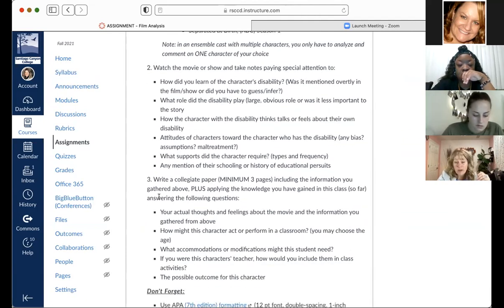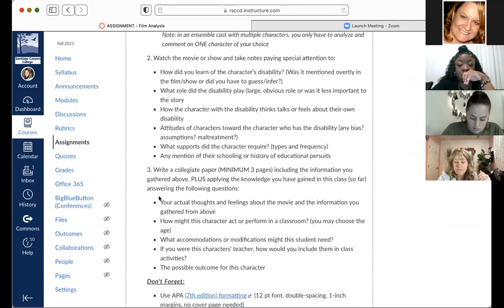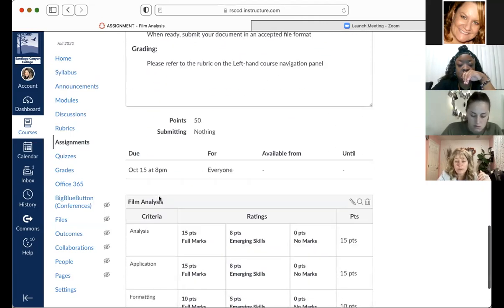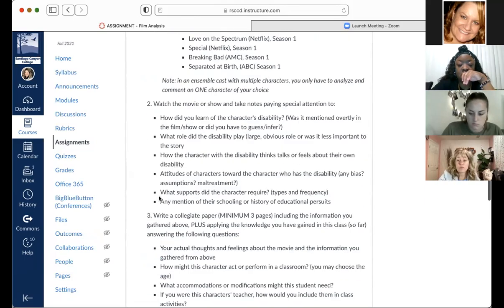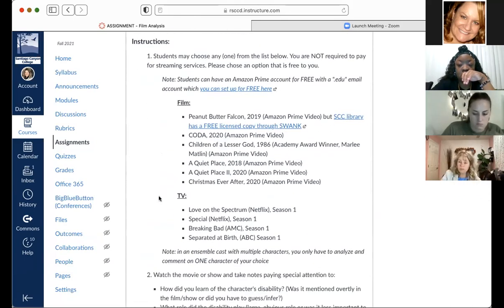Looking for a minimum of 3 pages, APA format. The rubric is pretty clear. You want an analysis, the actual application. How does it look format-wise, and is it complete? Do you have a thesis and supporting sentences? Do we have a beginning, a middle, and an end? Do you guys have any questions about that? It's a paper, we're writing a paper.